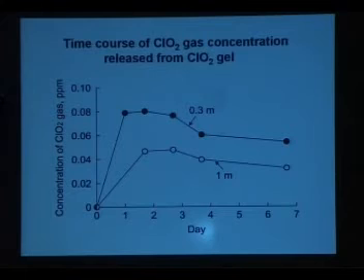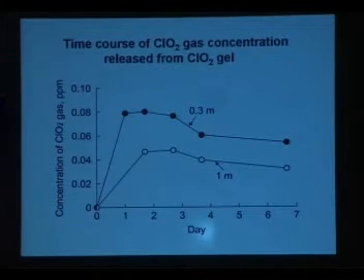This data shows the concentration curve of the chlorine dioxide gel. It is effective for about a week, and this experiment was done in a small room. The filled circle is measured at the distance 0.3 meter from the gel. Now, open circles are measured at the distance 1 meter from the gel. The concentration of the gas is safe level, and it is effective level to kill microbes.